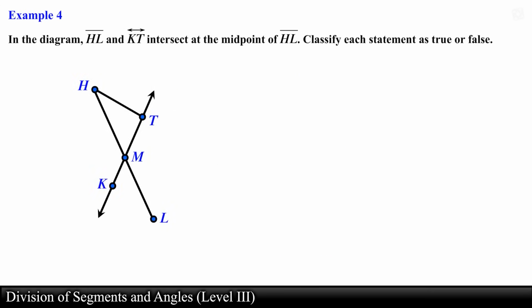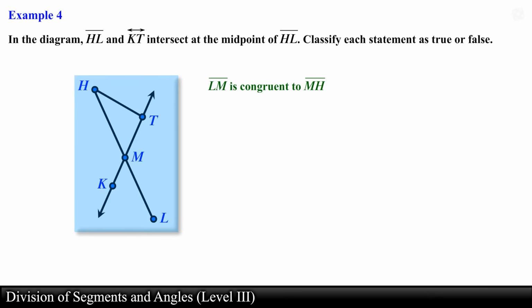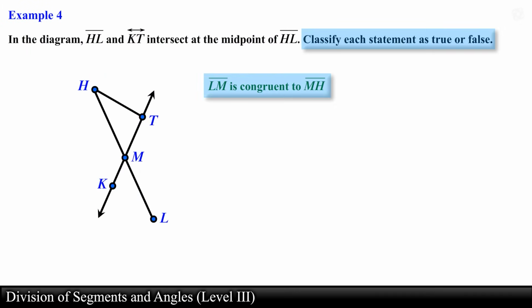In the diagram, line segment HL and line KT intersect at the midpoint of line segment HL. Classify each statement as true or false. Segment LM is congruent to segment MH. In this problem, we are provided with a diagram, along with some geometric relations. We are asked to determine if the following statement is true or false.